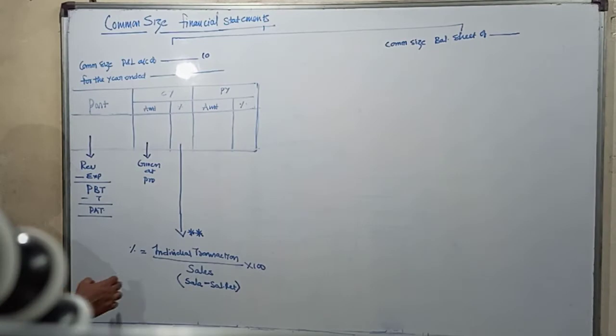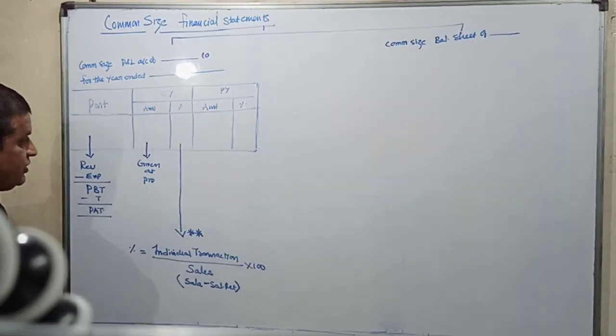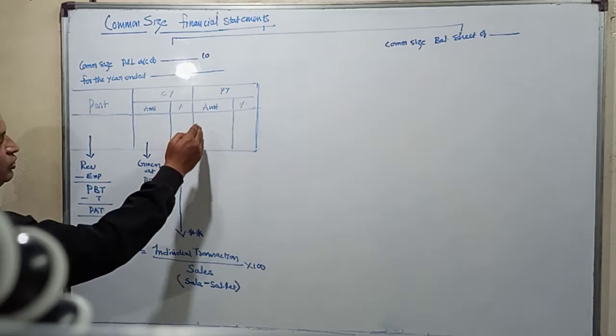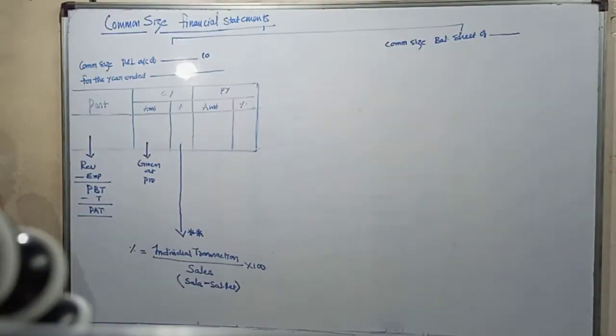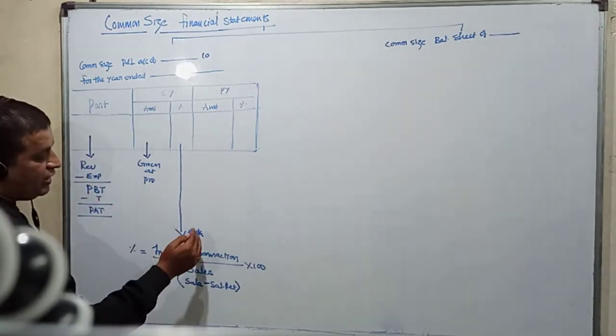So how do we get this? It is sales minus sales return. Whenever you take sales here, you must take it after deducting sales return. So this sales will be referred to as net sales. Similarly, here you take the previous year amount and calculate the percentage: each individual transaction in the profit and loss account divided by sales into 100.